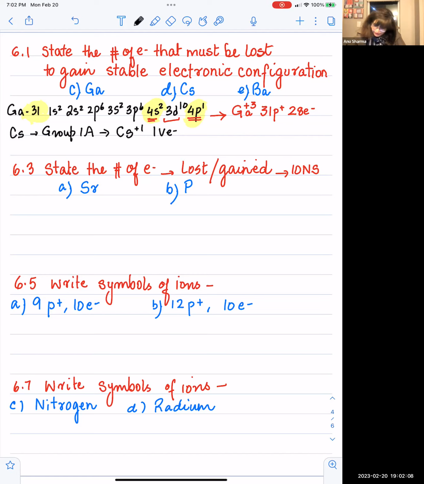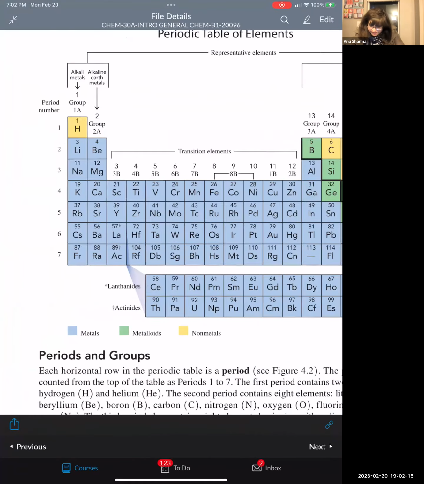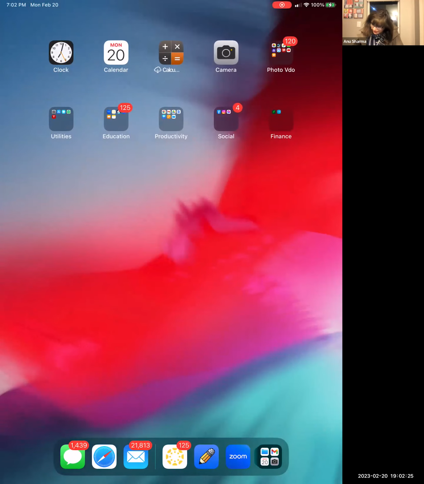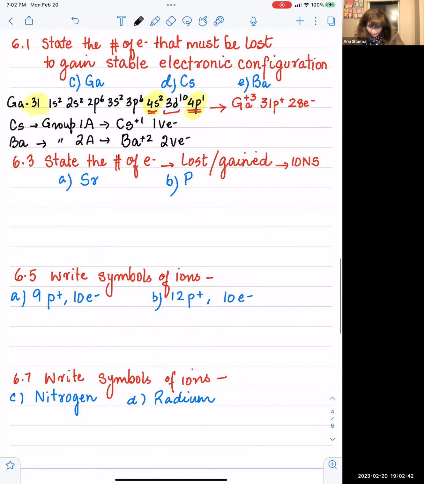Okay, next look at barium. Where is barium present? Look in the periodic table. Barium is present in group 2A. So same story, group 2A, 2 valence electrons are lost, and so a 2+ charge. Barium is in group 2A, and that's how it will form barium plus 2 charge, because it has 2 valence electrons. Okay, so that's the deal with 6.1.